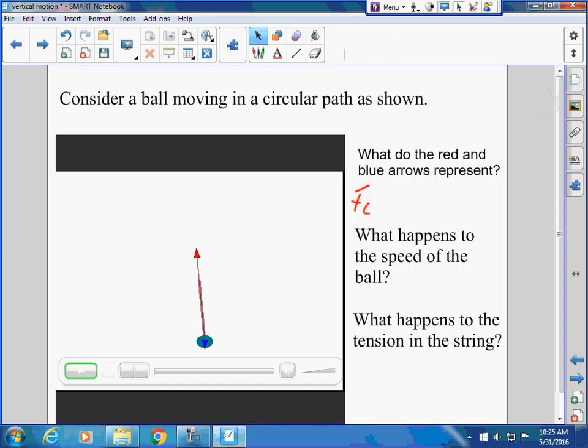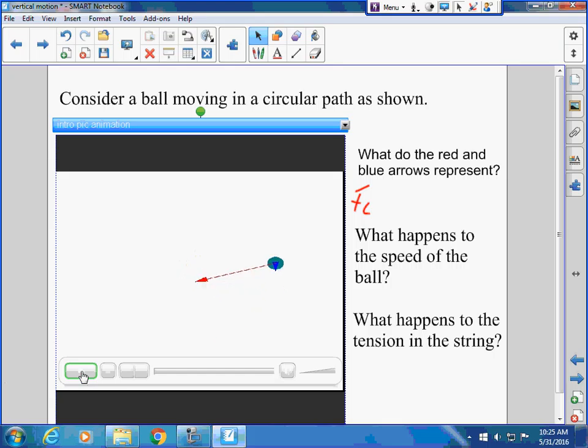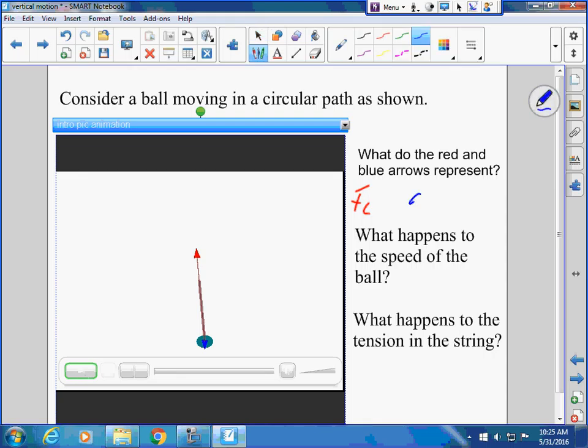What do you think the blue one down here represents? You may not even be able to see it. It's right down here. What happens to it? It's always pointing which way? It's always pointing down. So what is the blue arrow? Gravity.